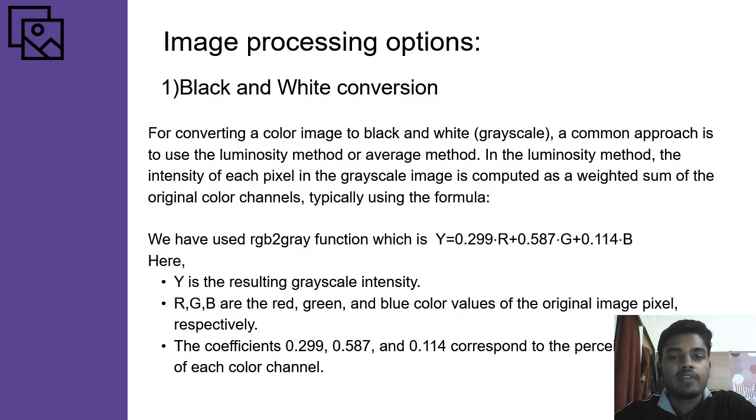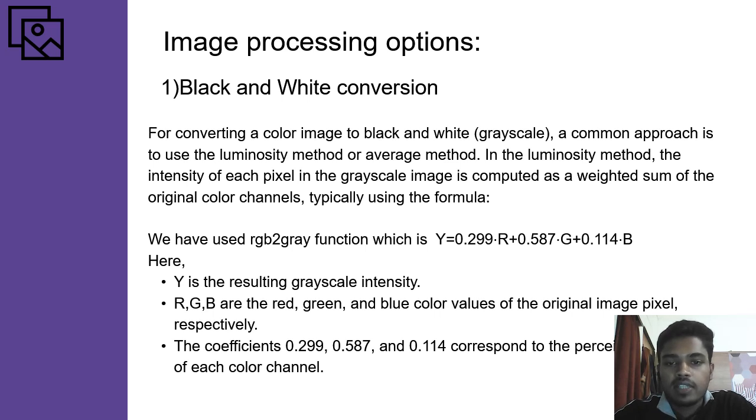So the first one is black and white conversion. For converting a color image to black and white, that is grayscale, a common approach is to use the luminosity method or average method. The luminosity method is a color to grayscale conversion technique that aims to represent the intensity or brightness of an image while preserving its perceived luminance.